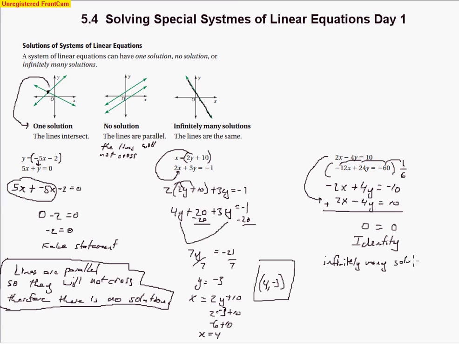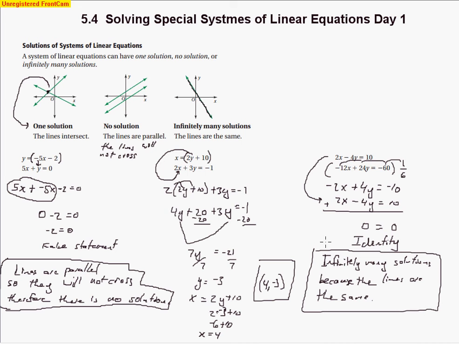Infinitely many solutions because the lines are the same. We have the same line. That means all the points on one line are going to line up with the other because they are equivalent. And so that's our 3 different scenarios that we'll end up seeing on tonight's homework. Good luck.